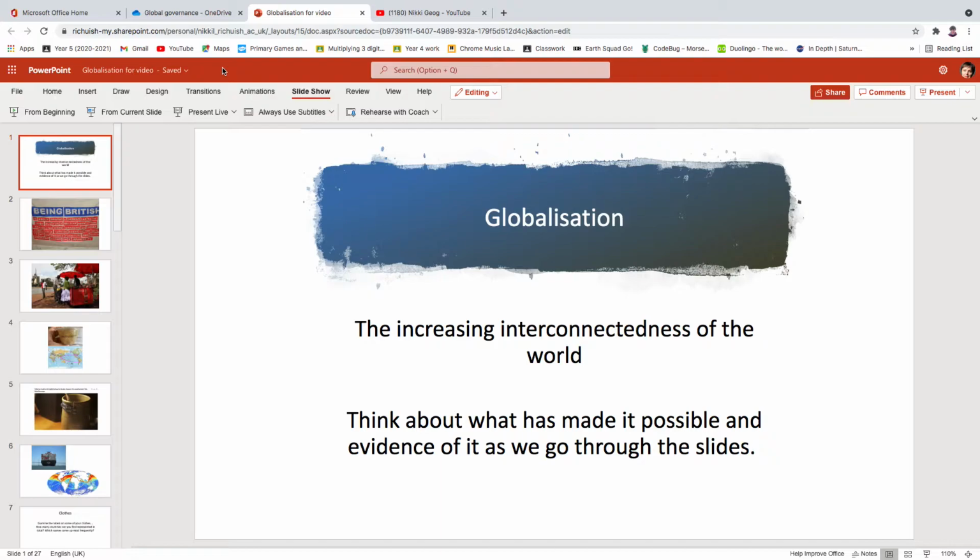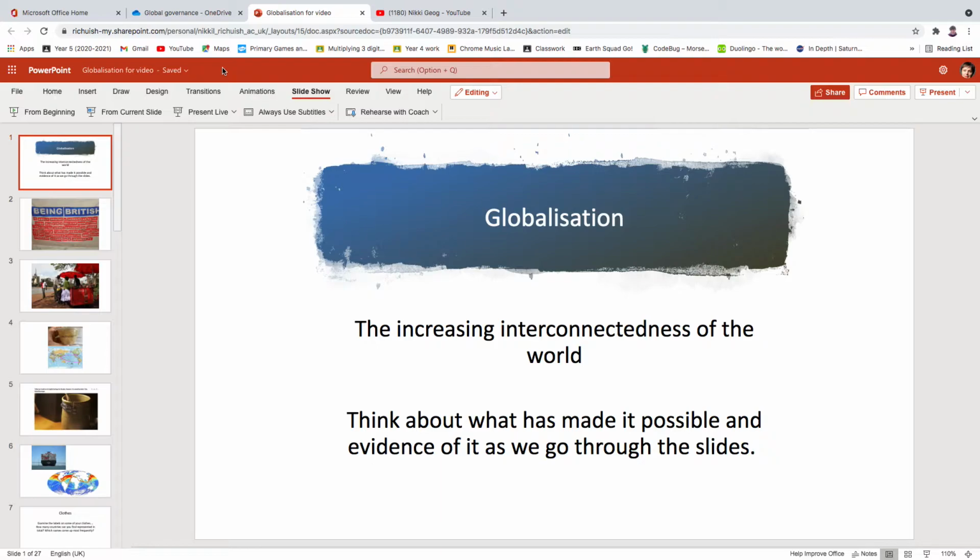There are lots of different definitions of globalisation. My favourite is the one that you are looking at, the increasing interconnectedness of the world. Some people would say the creation of a global village. Some people would say the increasing interconnectedness of the world's economic, social and political systems.